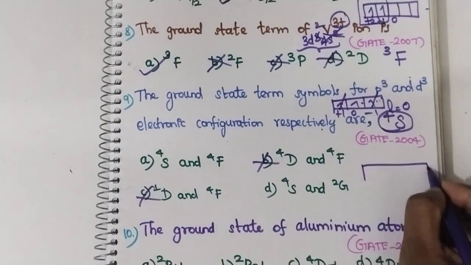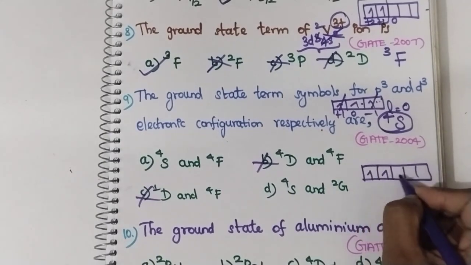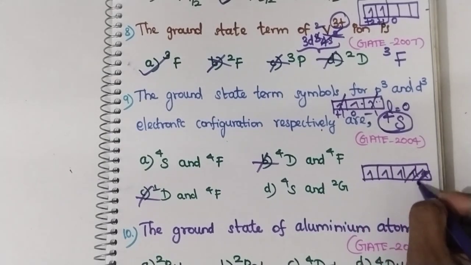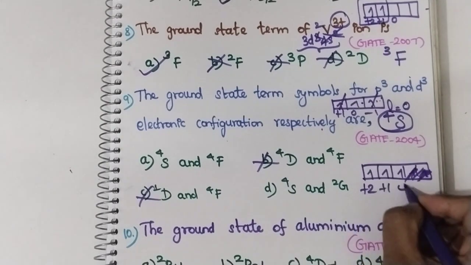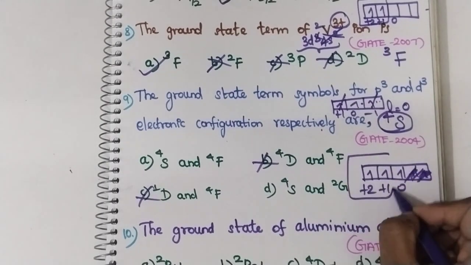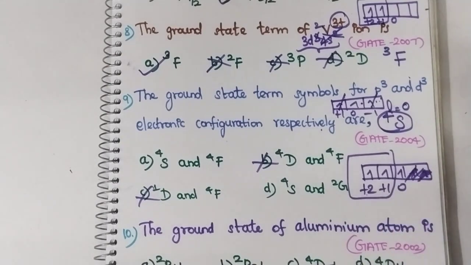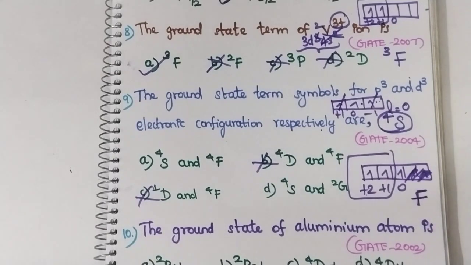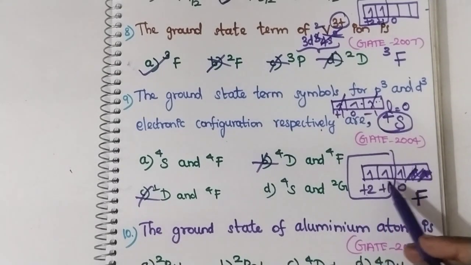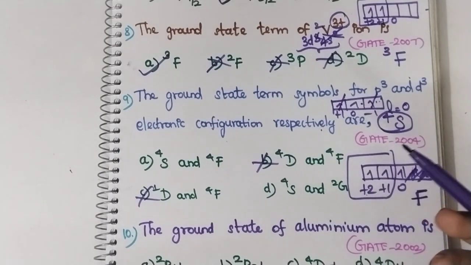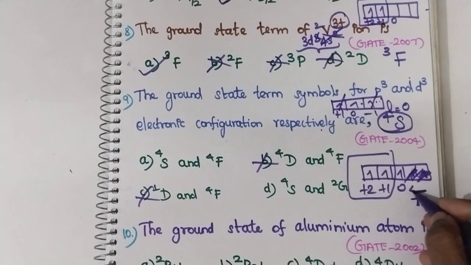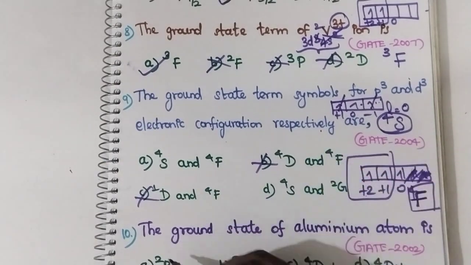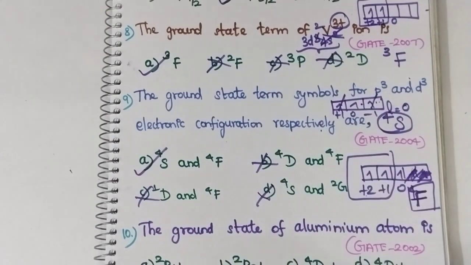Now for D3. Sorry, it is D3, right? D3, okay. Plus 2 plus 1, 0. So you add these, what will you get? 2 plus 1, it is 3. If L value 3 means F, right? F term. And you are having 3 electrons, right? 3 electrons means S value will be 3 by 2 because each electron is half, right? So for 3 electrons it is 3 by 2. In 2S plus 1 formula, if you substitute, you will get 4. So it is F4. Okay, F4. So this is the correct option.